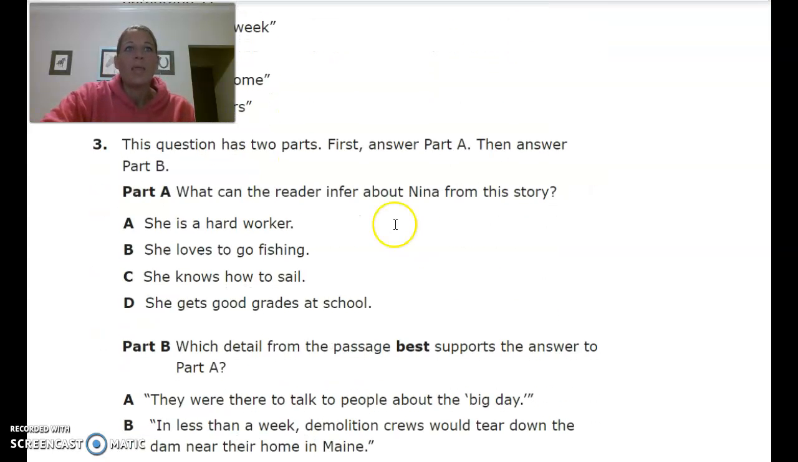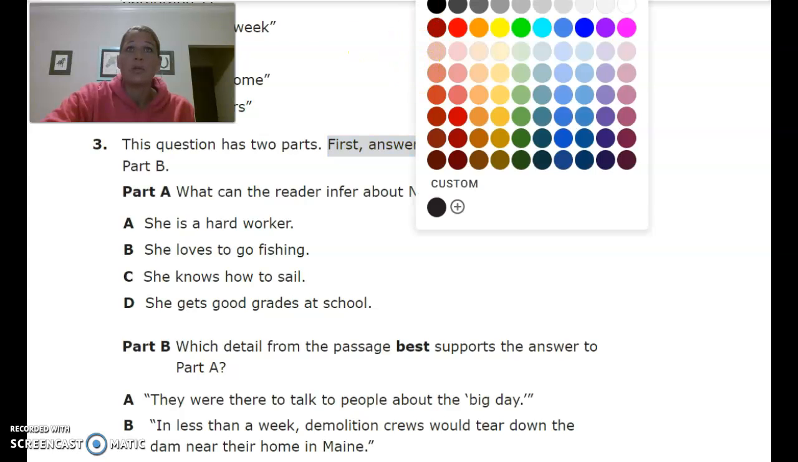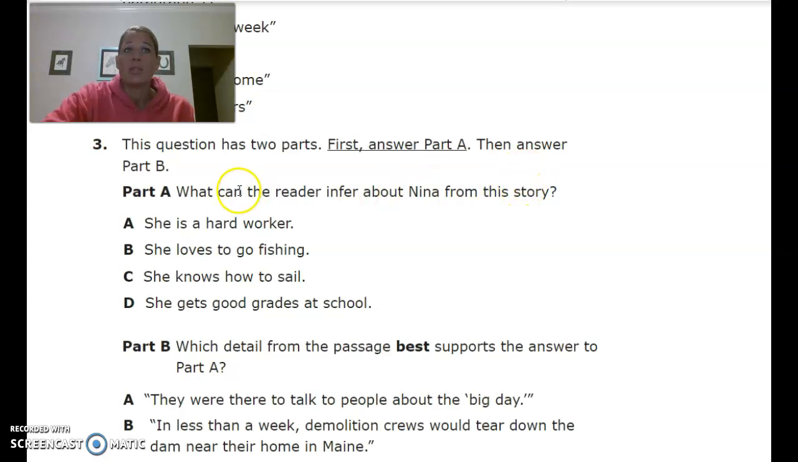Number 3. This question has 2 parts. First, answer part A. Friends, this is so important that we follow our instructions, okay? So answer part A first, then answer part B. Part A, what can the reader infer? Infer means I use the clues in the story, I use my brains and what I already know to understand something. Okay, so it's like an educated guess. What can I infer about Nina?